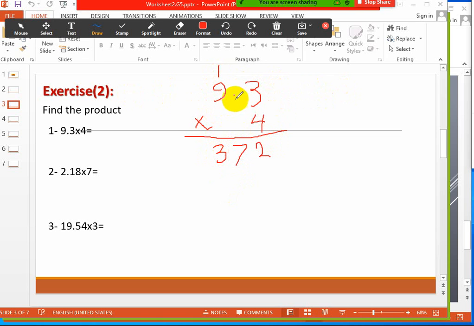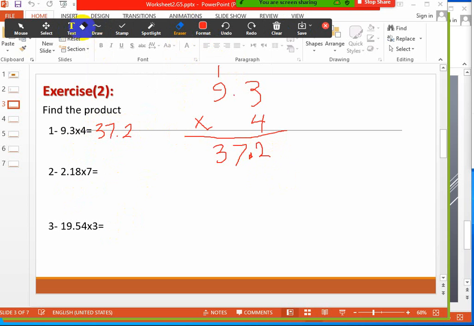Now if I want to put the decimal point, I have to count the number of digits after the decimal point. Here I have only 1 digit after the decimal point. That means I will move the decimal point only 1 digit. It always will be beside the first digit, and I move it only 1 digit, so it will be between 7 and 2. So the number becomes 37.2.